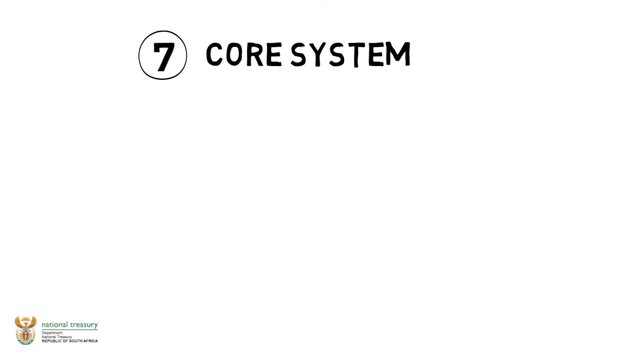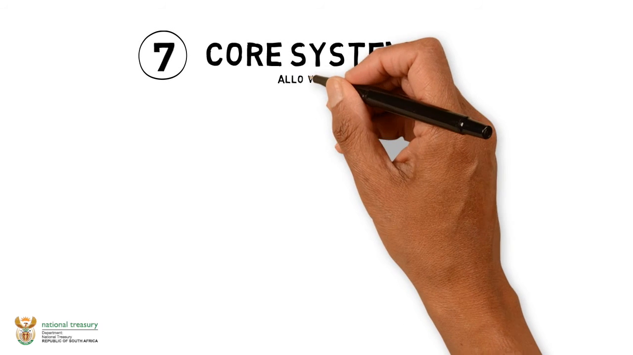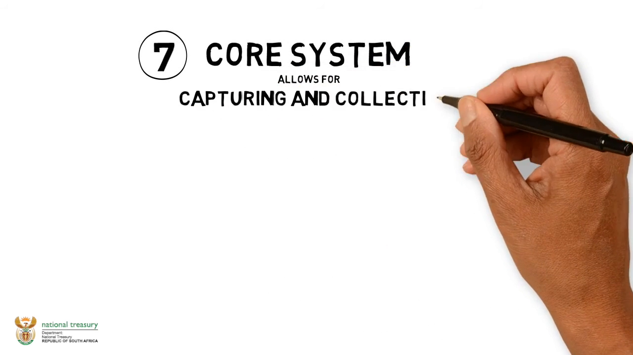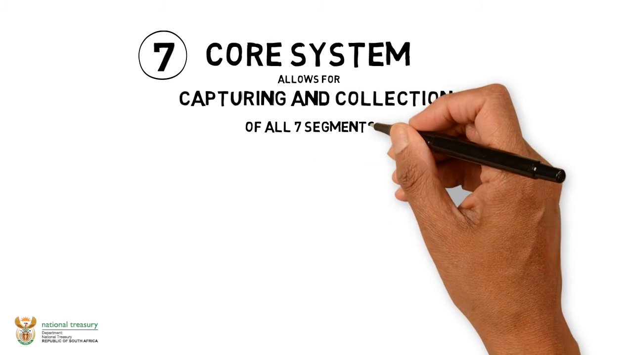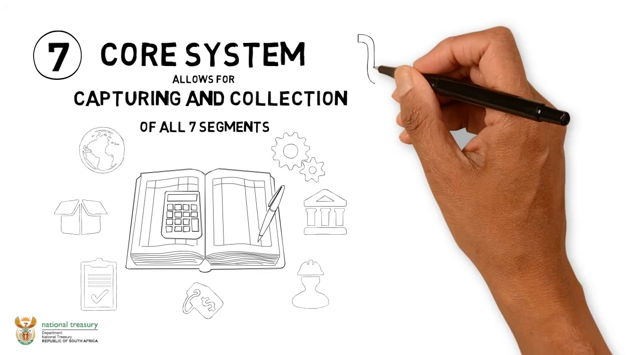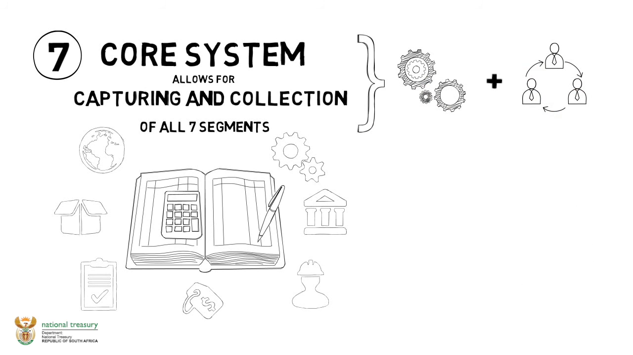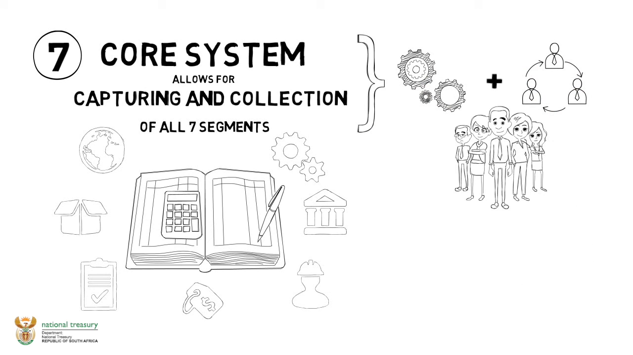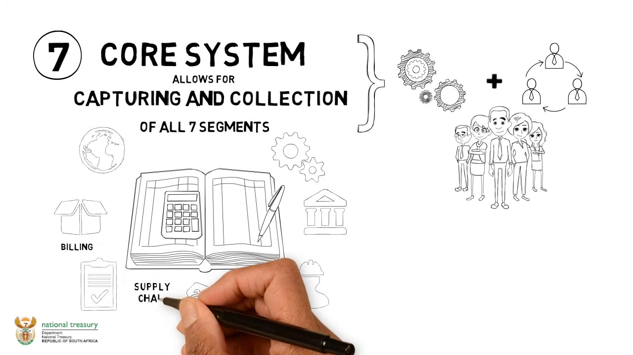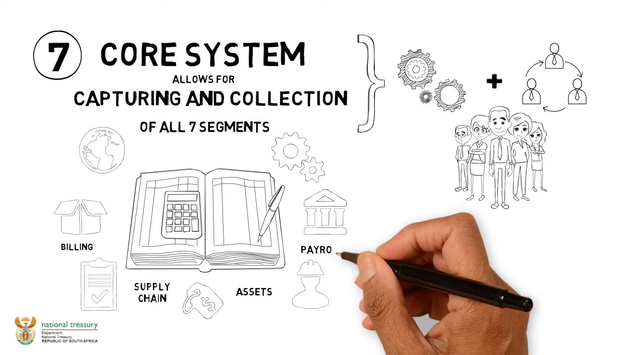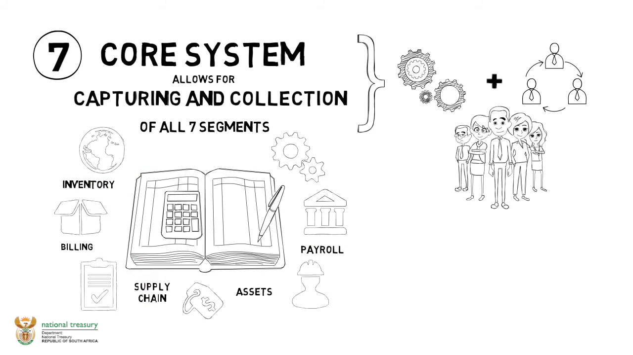Workstream 7. Core System. This workstream will allow for the capturing and collection of all 7 segments as per the regulation. The technology and processes used in this workstream need to be intensely scrutinized by the steering committee, as all segments to the multi-dimensional database from billing, supply chain, assets, payroll, and inventory are locked down in this workstream.